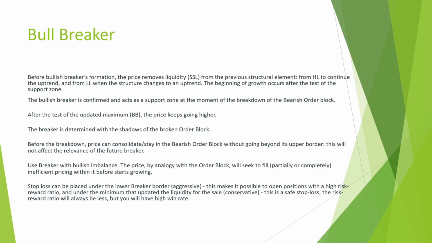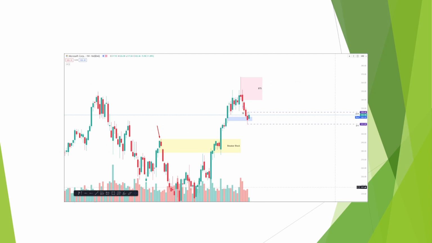Stop loss can be placed under the lower breaker border. It's an aggressive play. This makes it possible to open a position with a high risk reward ratio and under the minimum that updated the liquidity for the sale. This is conservative, this is a safe stop loss. The risk reward ratio will always be less, but you will have a high win rate.